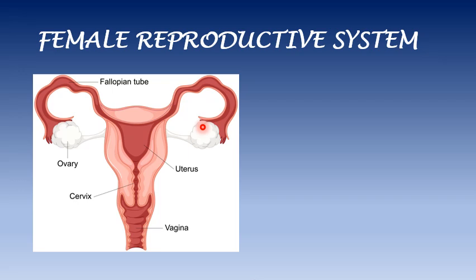Okay, so these are the functions of the female reproductive system: the production of female gametes, that is eggs; reception of sperm during sexual intercourse; providing an environment for fertilization and development of the embryo. It produces hormones. What hormones does it produce? Estrogen and progesterone, which regulate reproduction. And it also enables childbirth through the birth canal. So these are the major functions of the female reproductive system.